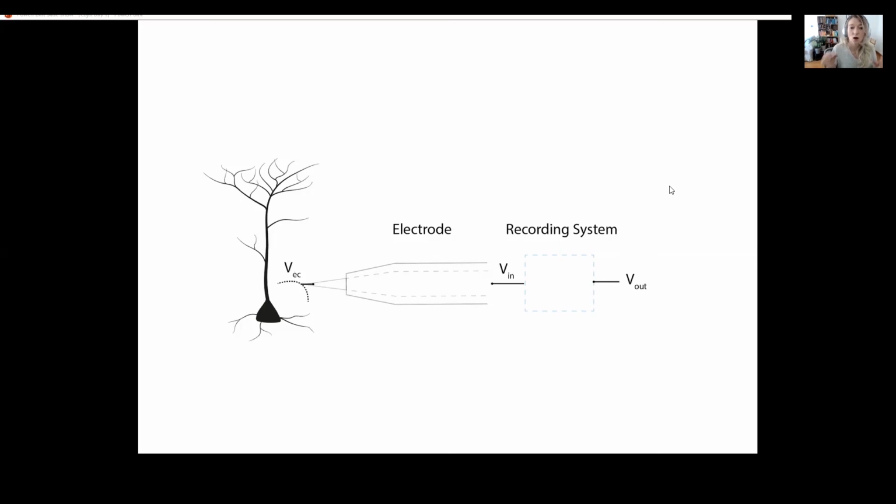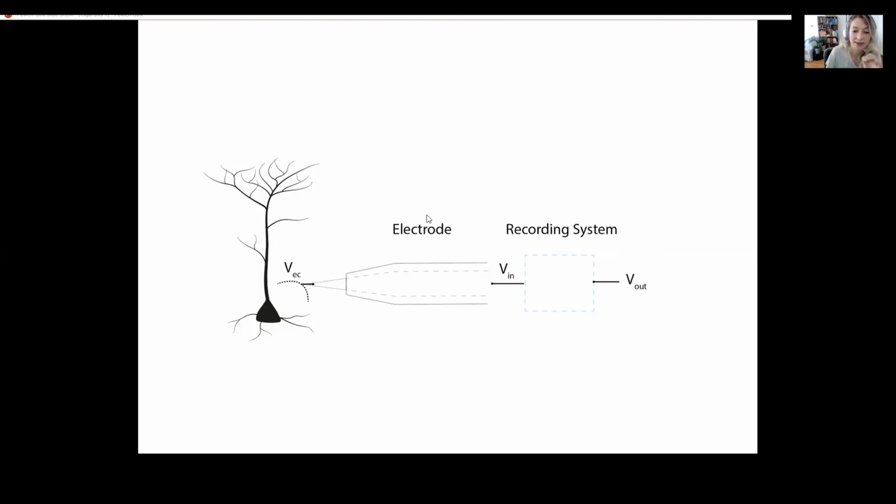In an ideal world, all these potentials would be the same value. But that's impossible. If you measure something, you change it. There's no way around that. So there'll be a little bit of a change in amplitude and frequencies, a little change in the signal between the extracellular voltage and the voltage going into our recording system due to the electrode.